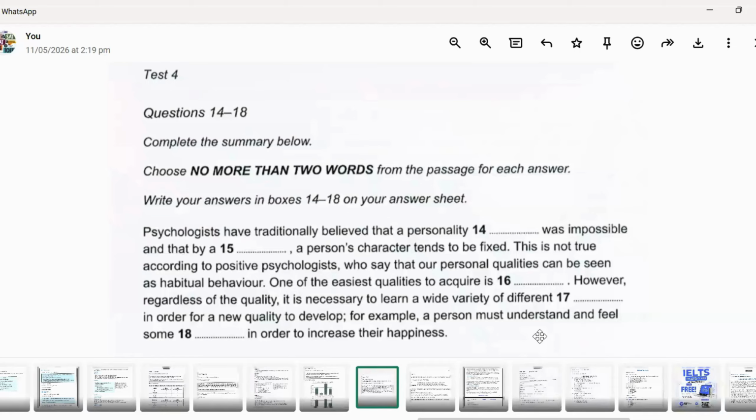For example, when you read, "psychologists have traditionally believed that a personality dash." Hold on to keywords. Psychologist, you will find that in the passage. Like I keep telling you, there are ways to hold on to some keywords. If you find psychologists, read that particular paragraph that contains psychologists and try to see what they believe a personality is. In this case, you have "choose no more than 2 words." So we're expected to write 2 words as the maximum answer, while the minimum can be 1 word. Don't forget.